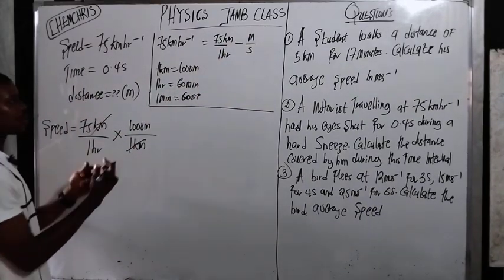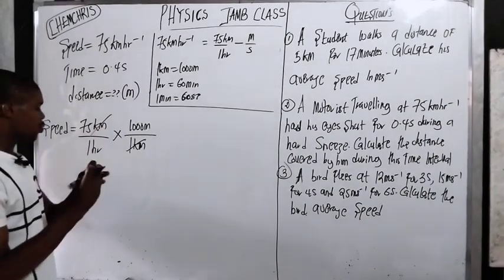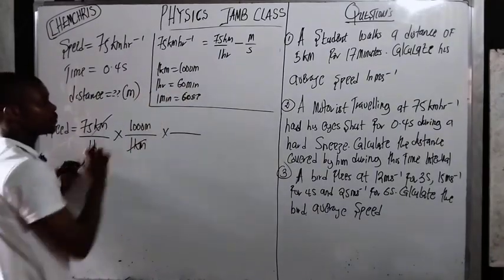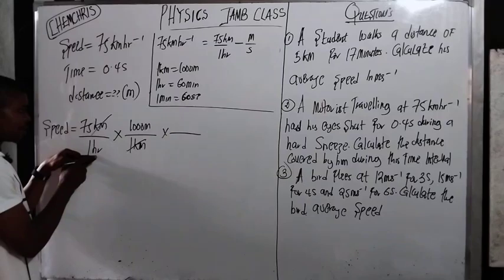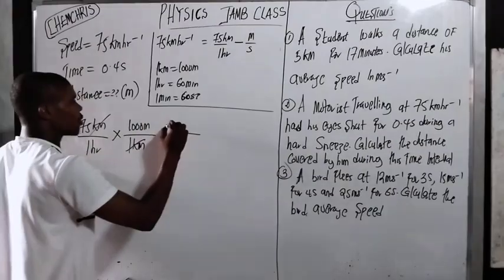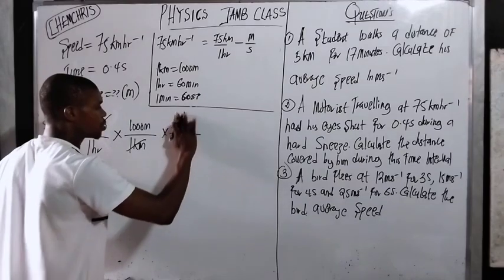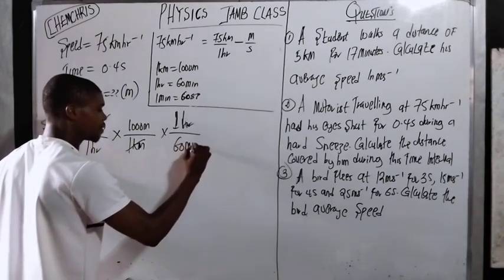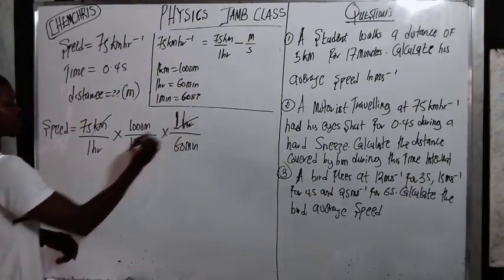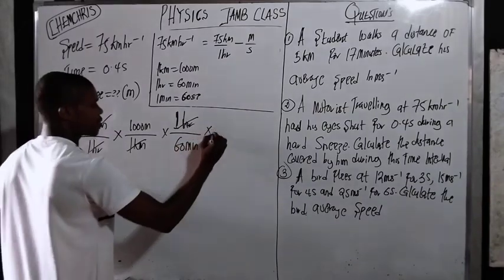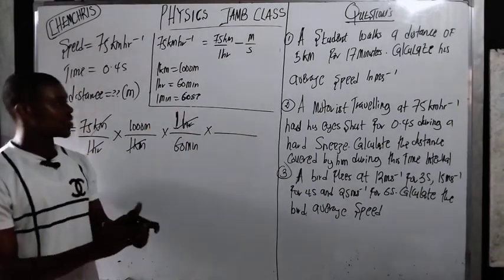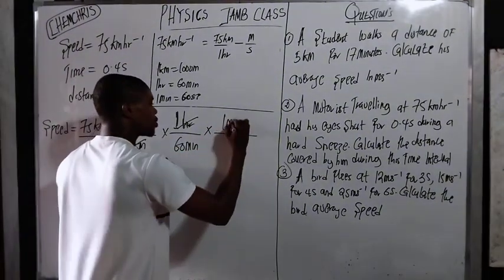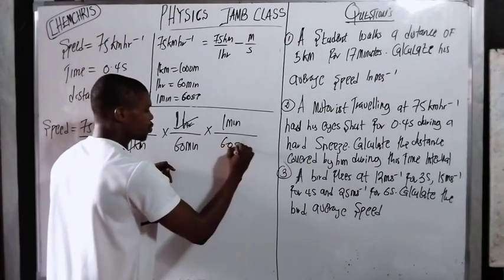So what we are left with is hour. I want to convert hour to seconds. I'm going to say times. Remember, 1 hour equals 60 minutes, right? My hour is already at the top, so I want to have 1 hour here, then 60 minutes, so that hour will cancel out the hour here. I'm going to say times. Remember, 1 minute equals 60 seconds, right? So minutes is already done. So 1 minute you put at the top, then 60 seconds you put at the bottom.